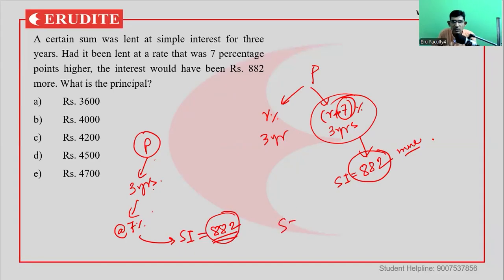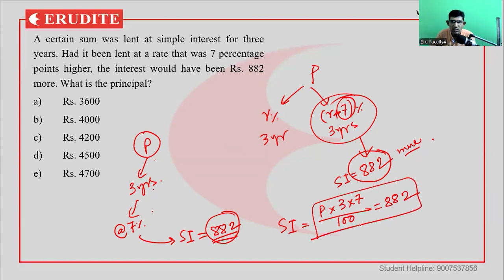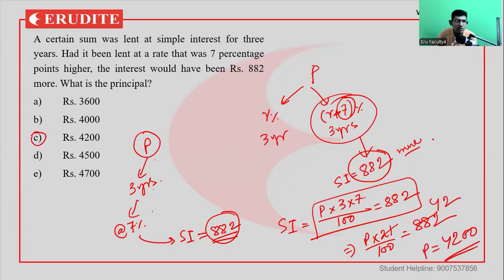So, as I know, simple interest equals PRT by 100 or PNR by 100. So I can write P into 3 into 7 by 100 equal to 882. From this, I can easily find the value of P, which is 21. So now the basic calculations I need. This is 42, which means my principal is nothing but 4200, which is option C. All right, so here the logical approach would be much faster than the traditional formula-based approach.